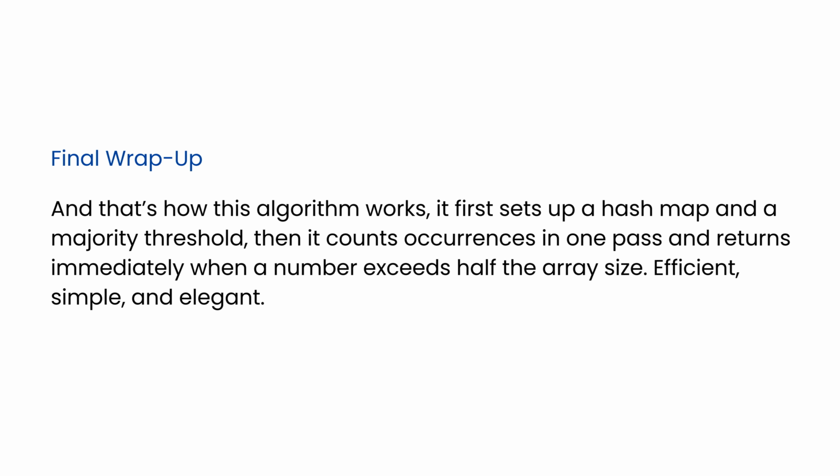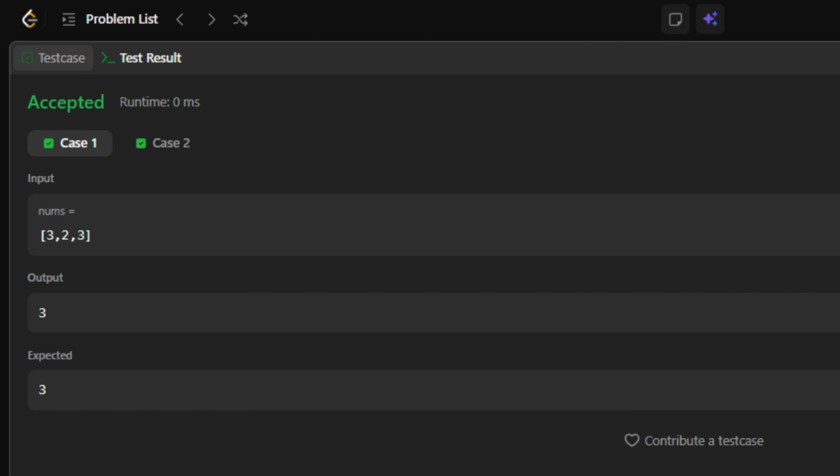It first sets up a hash map and a majority threshold, then it counts occurrences in one pass and returns immediately when a number exceeds half the array size. Efficient, simple, and elegant. Test case check. Majority element, hash map counting. Let's test our function using this input.